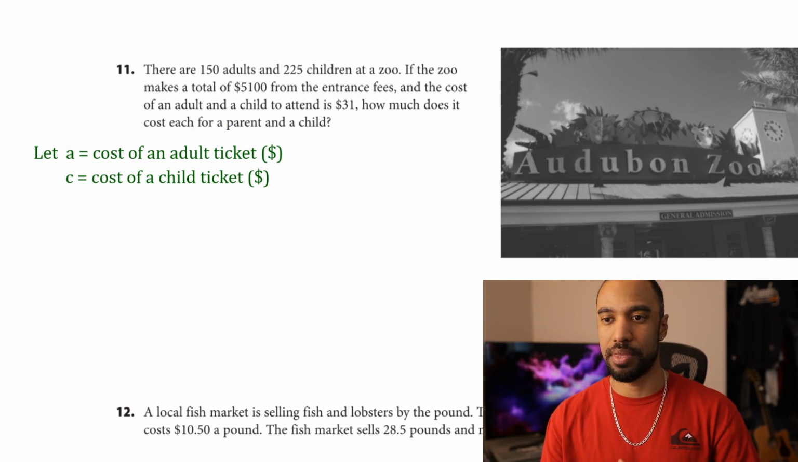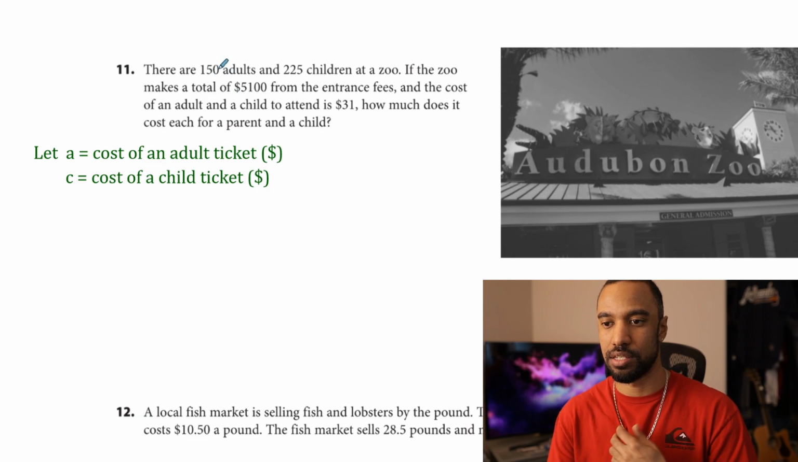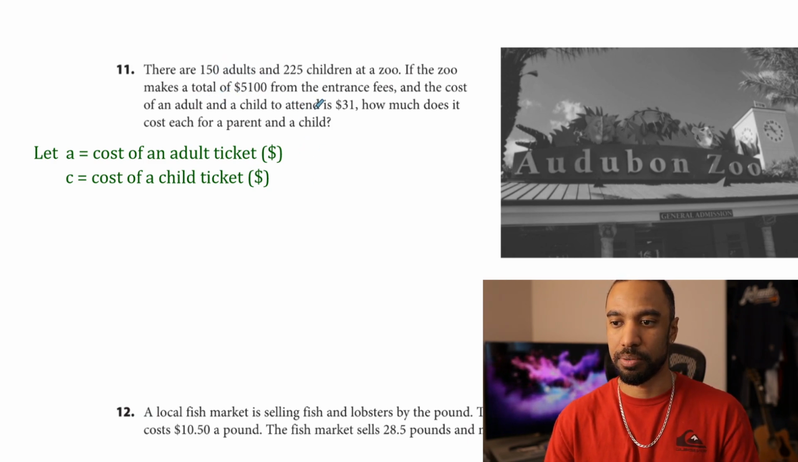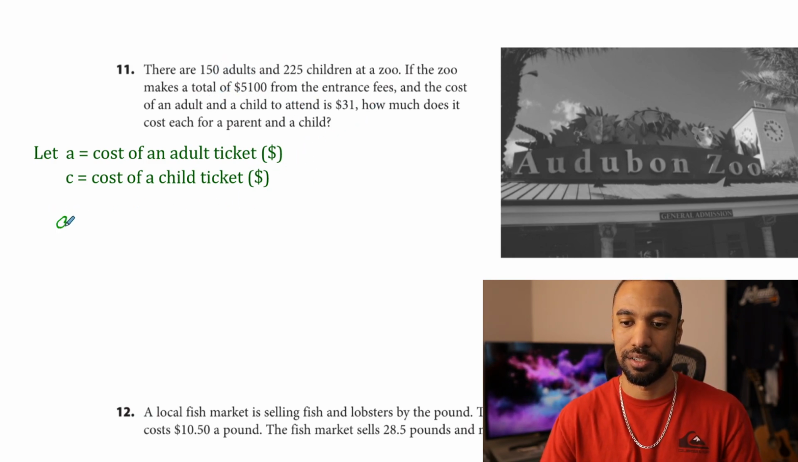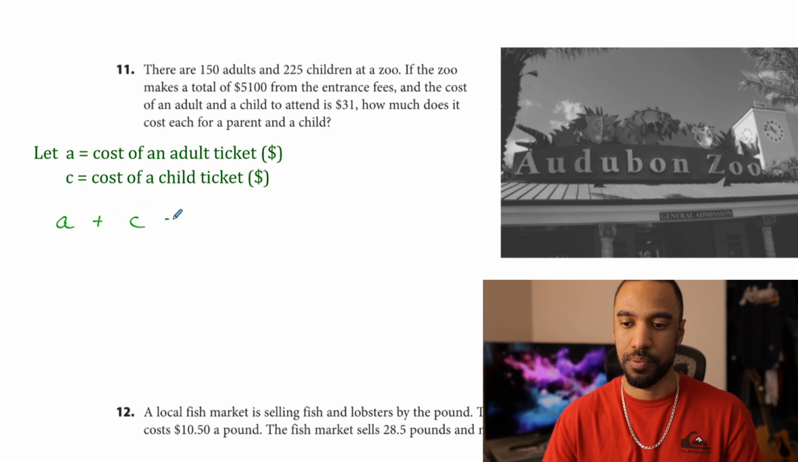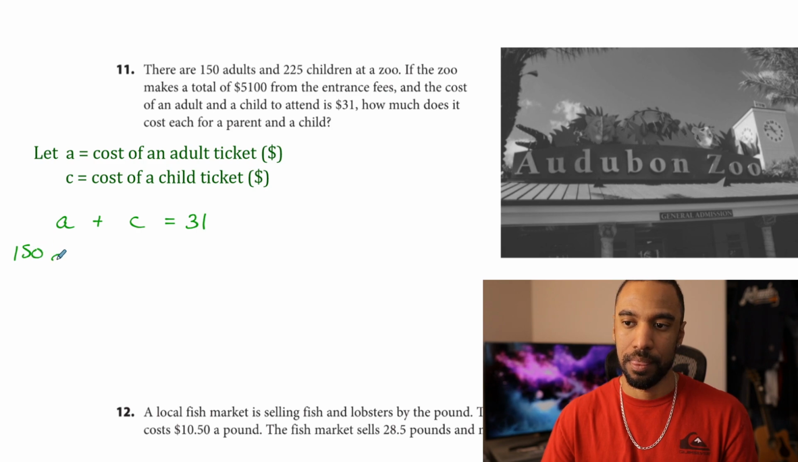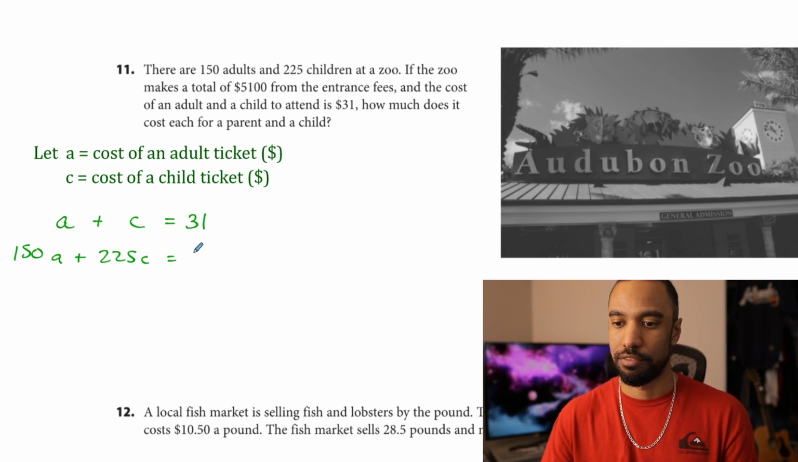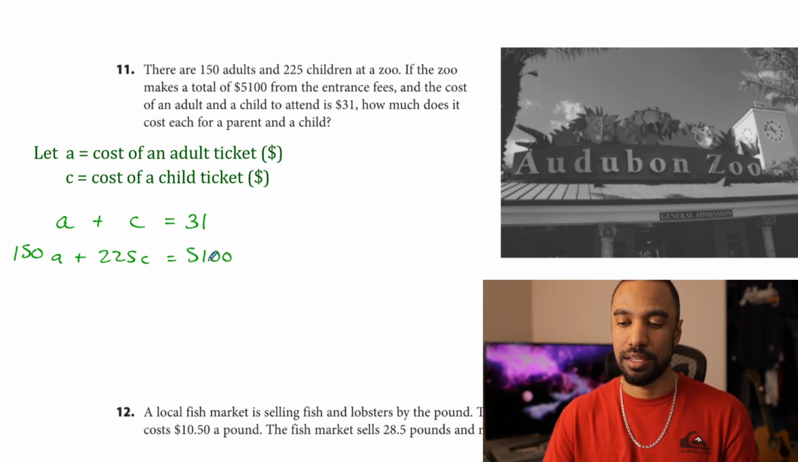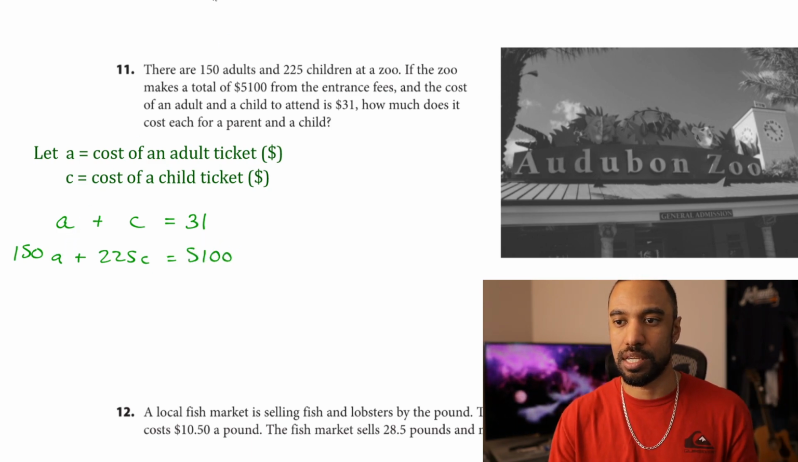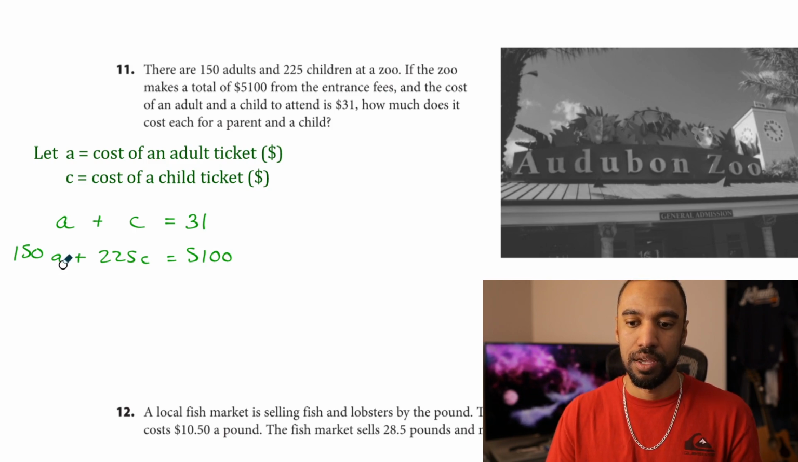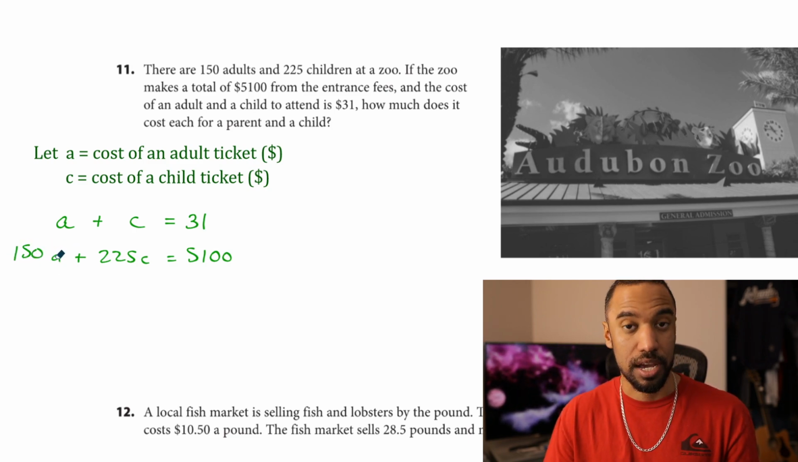So when we set up this system here and solve, that's the basis behind it. The adult plus child ticket is $31. A plus C equals 31. And the other equation here was 150A plus 225C equals 5100. And the idea behind this one, if you didn't hear the last time or if you don't remember, is this is 150 adults times the cost per adult.